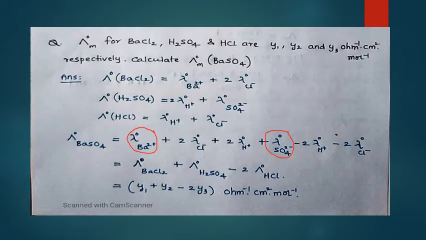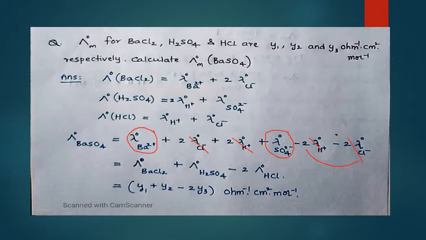Okay. So here 2 is there? No. 2 is there? No. So take 2 times, you will get minus 2 lambda H plus, then it gets cancelled. At the same time this and this one get cancelled. But how can you write this term? This is important. It can be written as 2 times of the molar conductivity of HCl at infinite dilution.